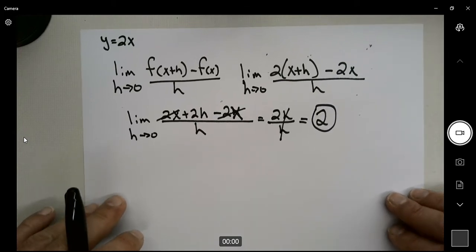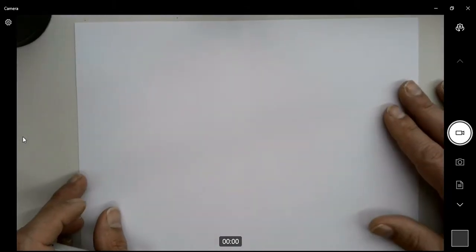And I'm going to show you one that's probably just as basic, but a little more interesting. It's still a simple function to think about.